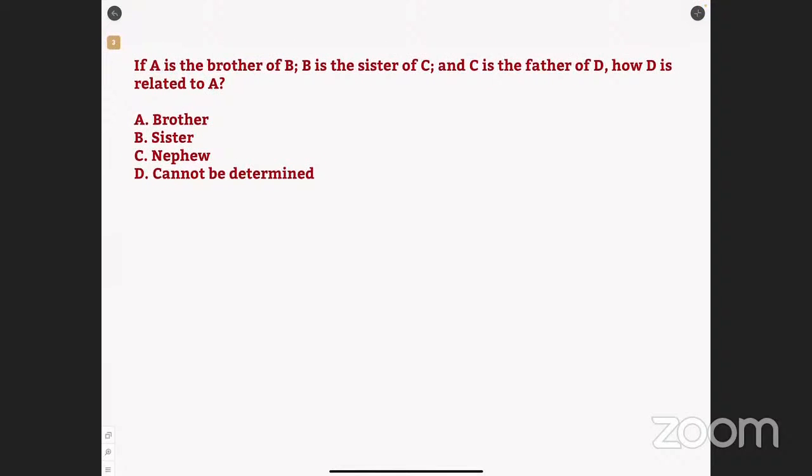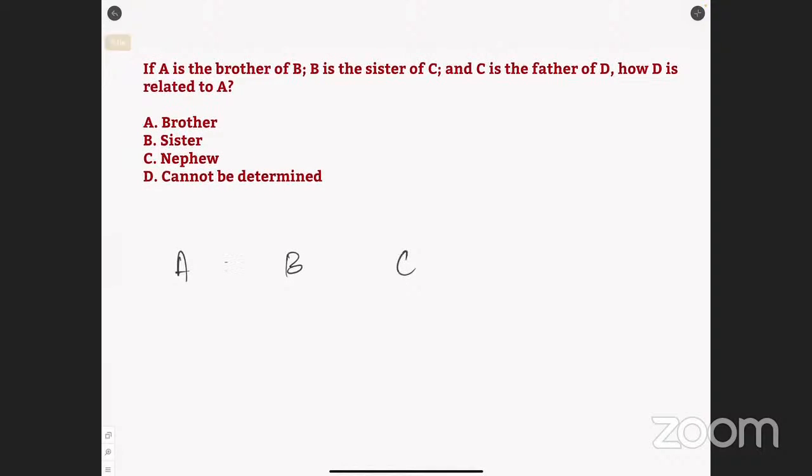Now we have A here. Then if A is the brother of B, they say, okay. Then B is the sister of C. A is the brother, and B is the sister. So we will know the gender in this case, and we know that they are all siblings.